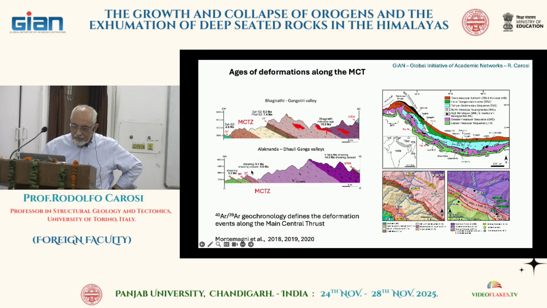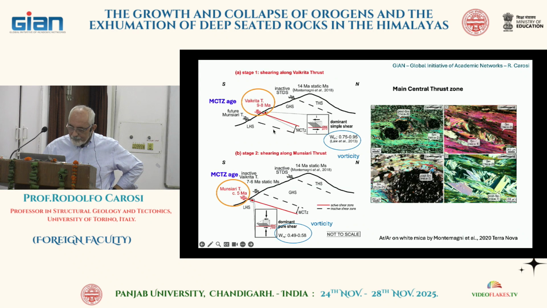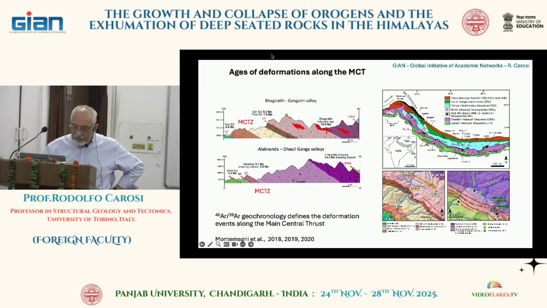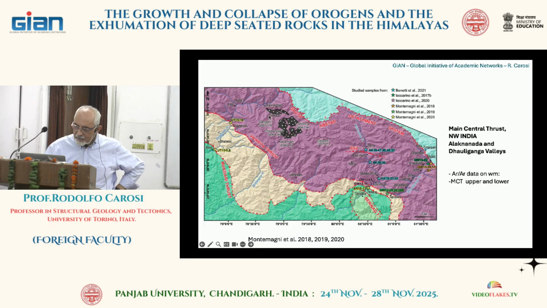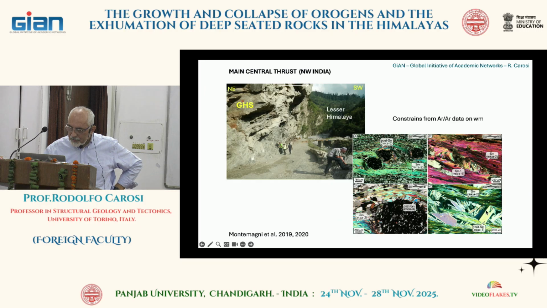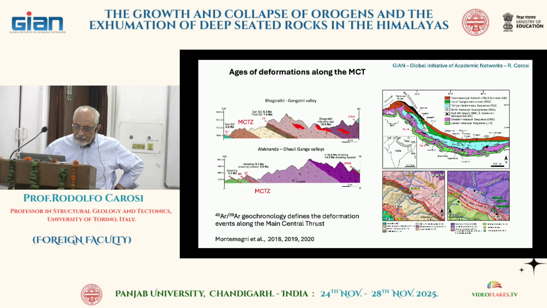So this is a section of the Alaknanda and Dhauliganga valleys, and we had these ages. Syn-kinematic mica 8.2 million years and post-S2 mica 7.4 million years. The static mica, this static crystal growth after the deformation, is for the Vaikrita Thrust. The Munsiari were more or less close to 5 million years.